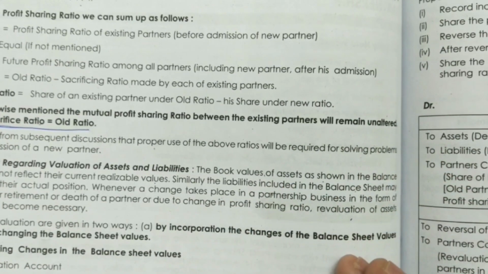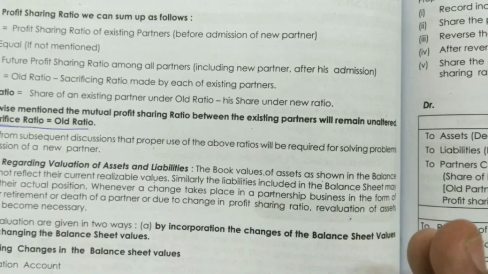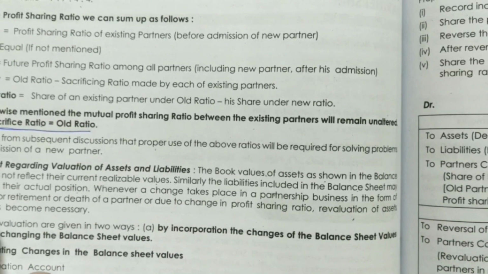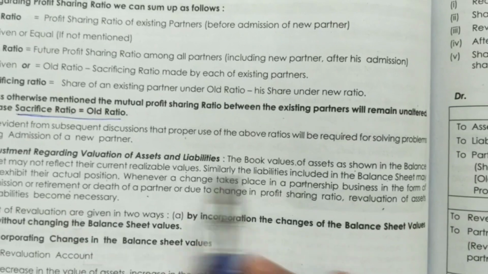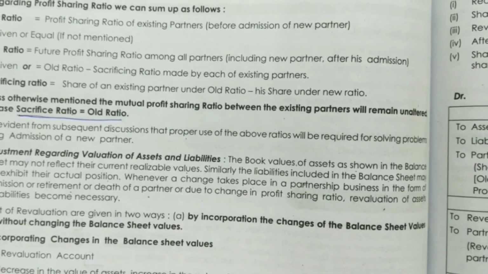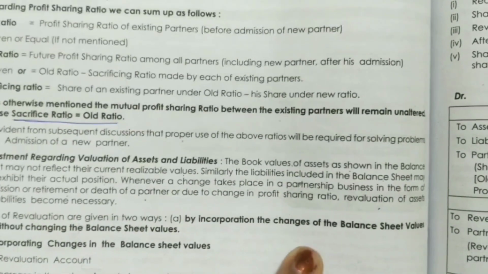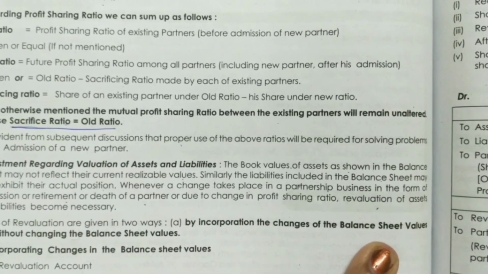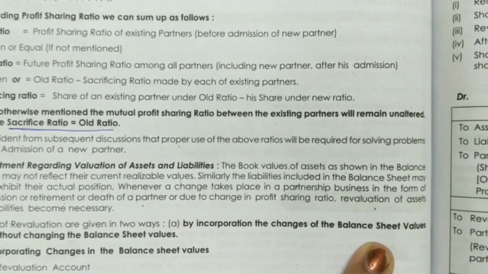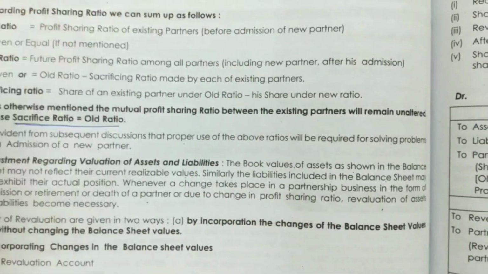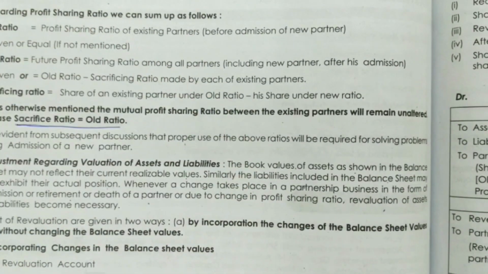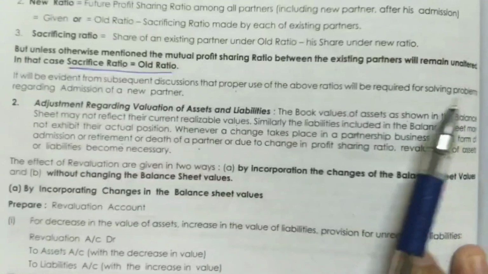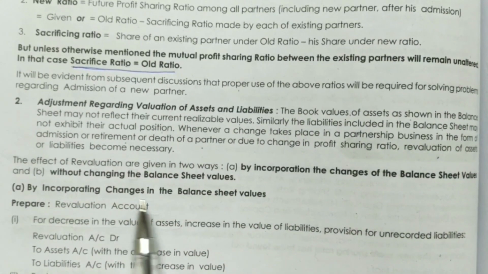There are actually two ways in which we revalue these assets and liabilities, and that is what we are going to discuss next. The effect of revaluation is given in two ways: by incorporating the changes in the balance sheet value, and without changing the balance sheet value. So there are two methods of revaluing assets and liabilities. We are going to explain the first one, that is by incorporating the changes in the balance sheet value. So let's see how it is done.